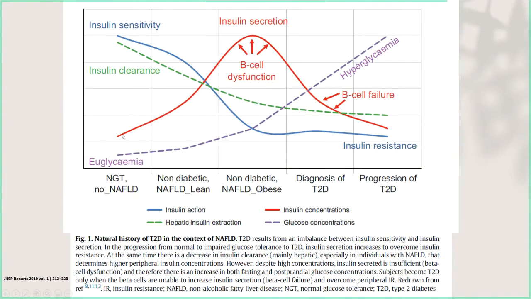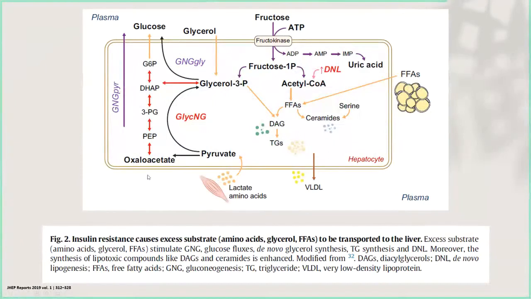So this combination of progressive worsening of insulin sensitivity and then a decline in beta cell function will lead to the progression to diabetes. And this is in turn caused by the fact that insulin resistance now will cause an excess of substrate transported to the liver. So that is where a lot of the problems will start, which in turn leads to two other problems, which is glucotoxicity and lipotoxicity.